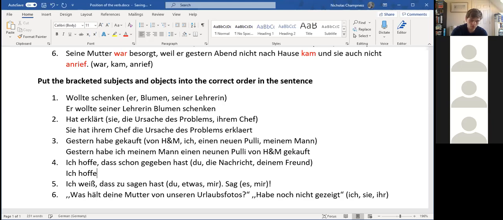Ich hoffe, and then what's going to be next? I feel like the das stays. Yeah, the das stays there because there's no reason for it not to, essentially. I hope that deinem Freund? Yeah, because it goes dative object first.